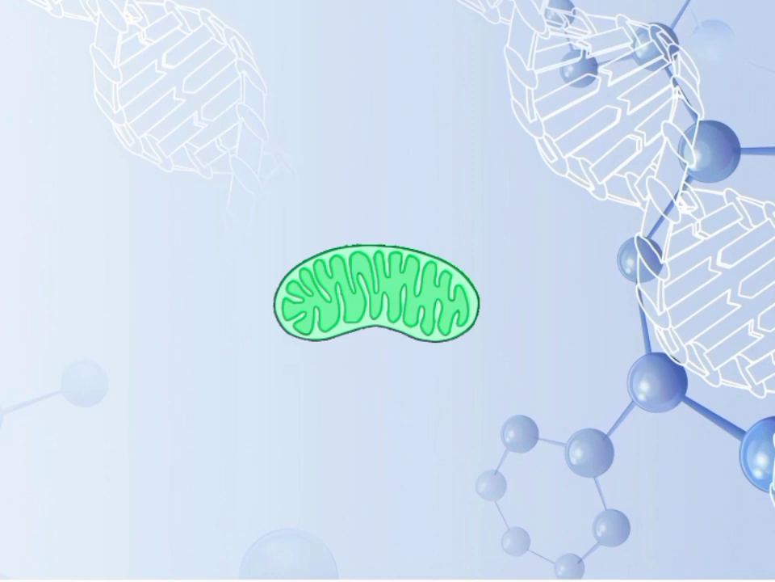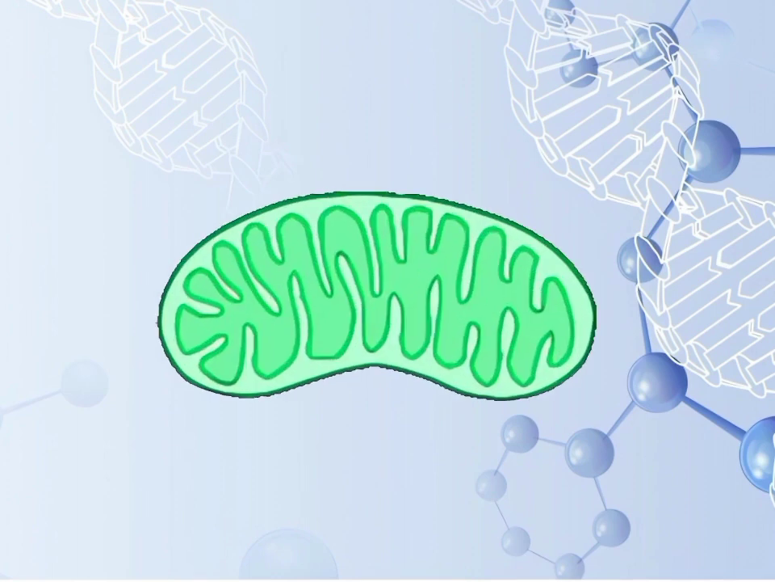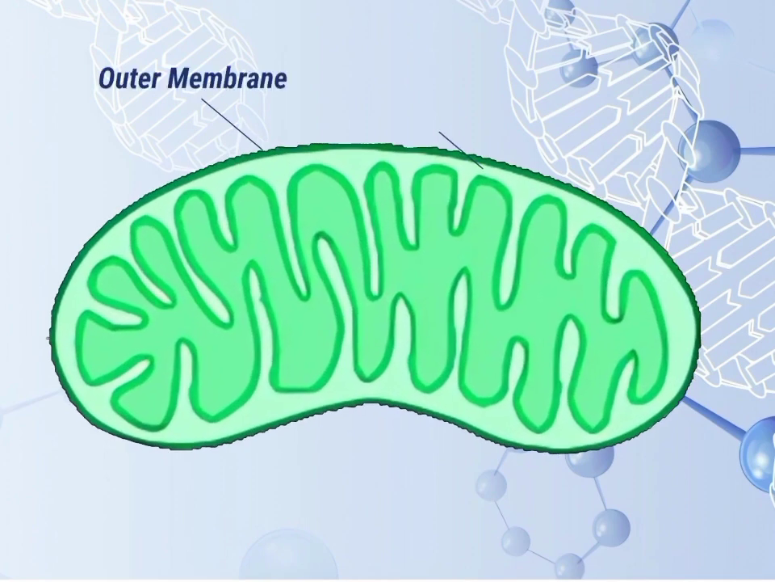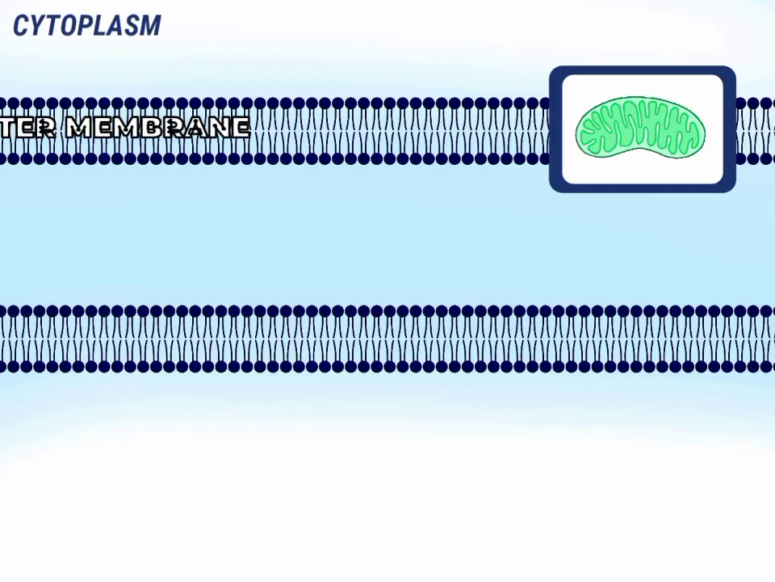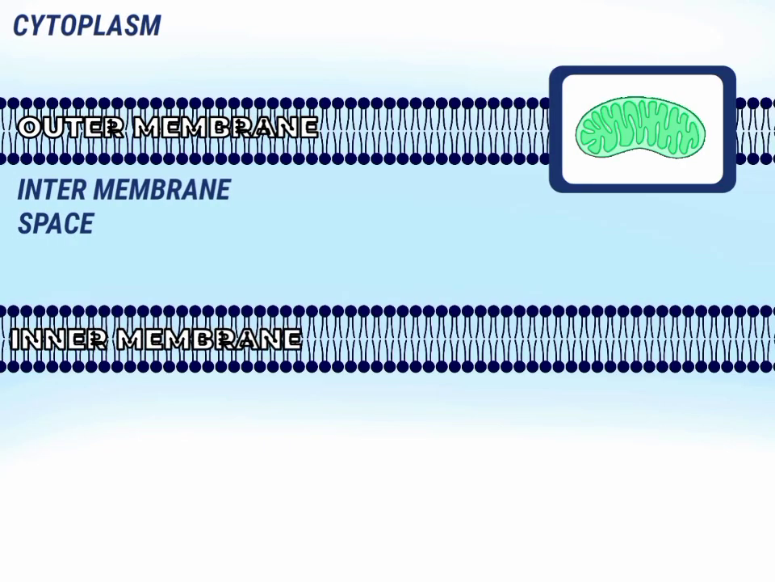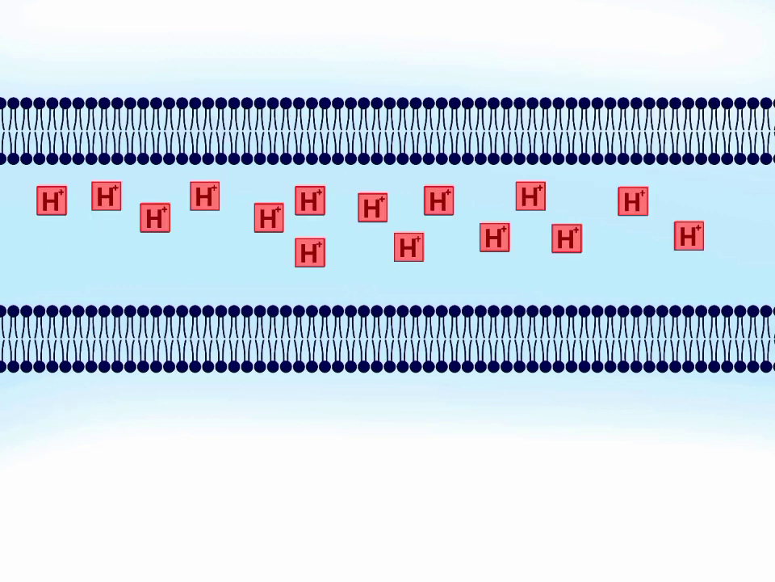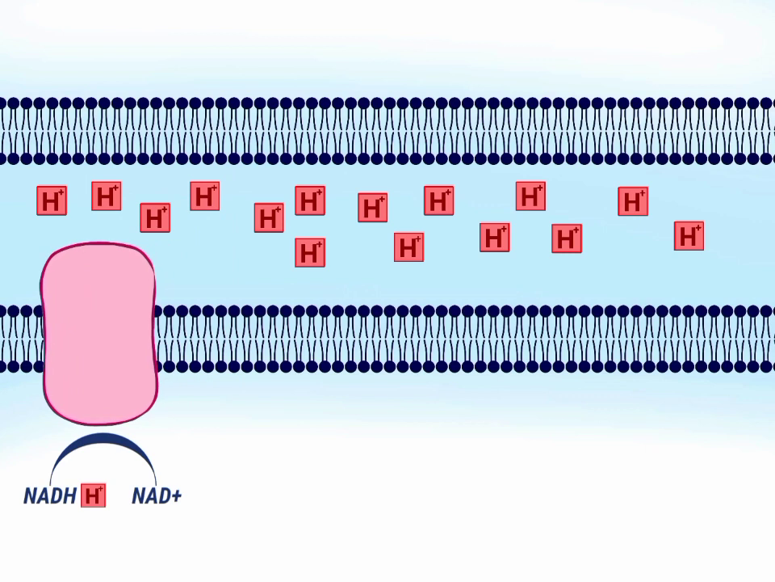As we can see, we have a mitochondria. If we zoom in the mitochondria, the electron transport chain occurs in the inner membrane of mitochondria. Let's zoom in the inner membrane of mitochondria. The electron transport chain is composed of four main protein complexes.